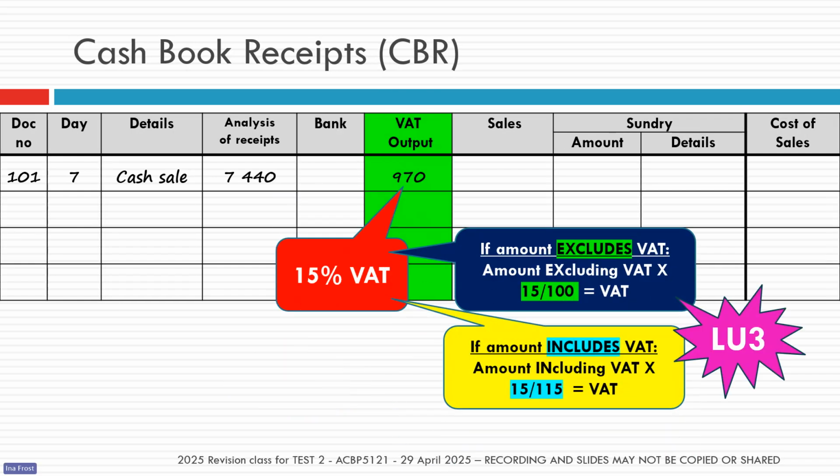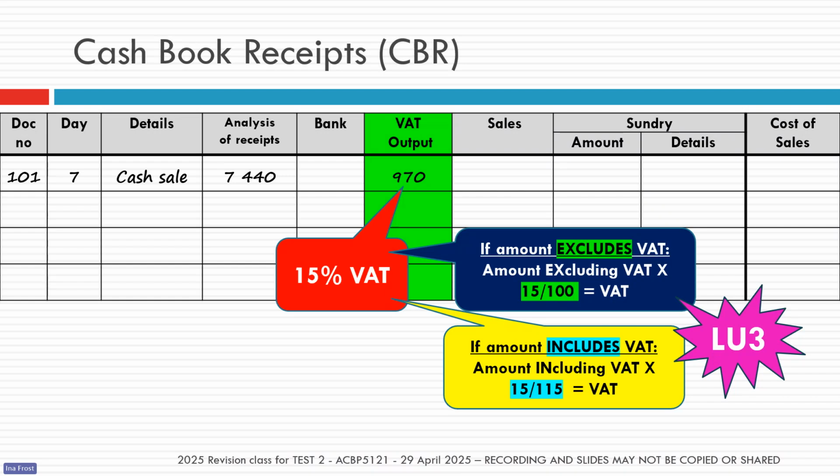Then our next column in a cash book receipts is an output VAT column, and the output VAT column must represent the 15% VAT. And remember, now you'll have to go back to your Learning Unit 3 knowledge. How did I calculate output VAT if I'm given an amount that either excludes VAT or includes VAT? Remember again, there's a different formula if your amount excludes VAT and if your amount includes VAT. There are two different formulas that we use to calculate the VAT portion.